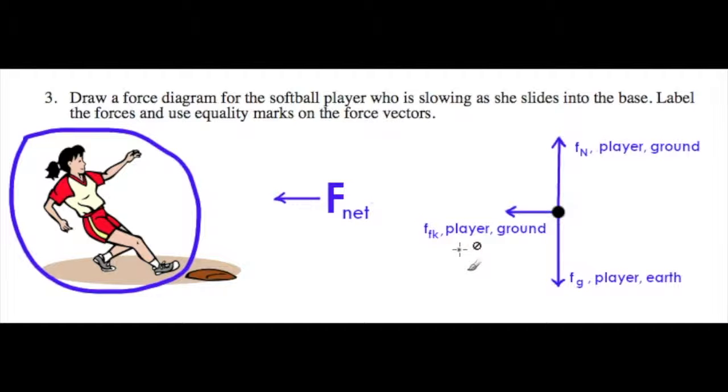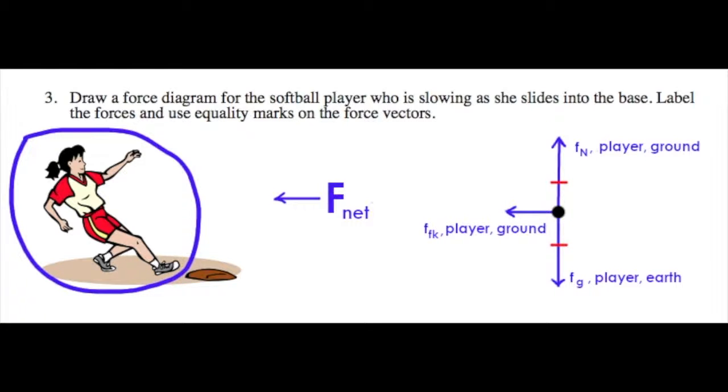Alright, so finally what we have to do is the equality markers. Just like before, the vertical net force is 0. So from that we can infer that the force normal and force gravity are the same force, just in opposite directions. So we'll just draw equality markers on the two of them, and that'll be that.